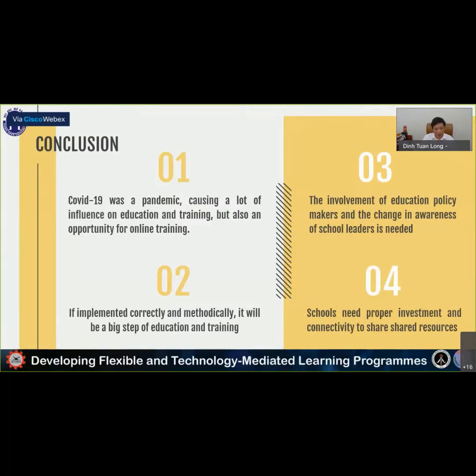In my conclusion, we have several points. COVID-19 is a pandemic, causing a lot of influence on education and training, but it is also an opportunity for online training. Even though there are still some issues, after the schools and universities implemented e-learning, there are several people who still think that e-learning will be the future learning method for education.